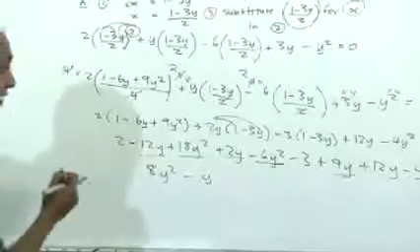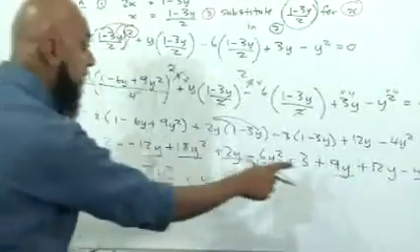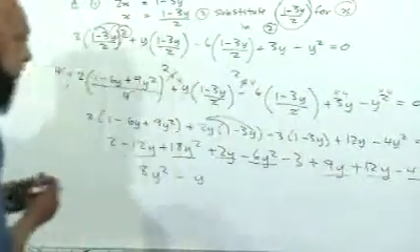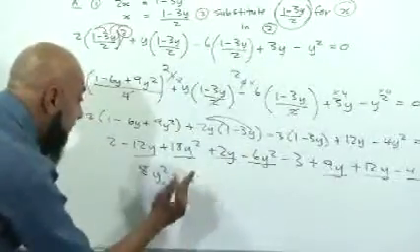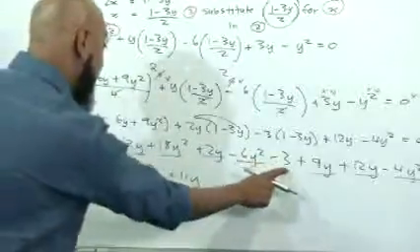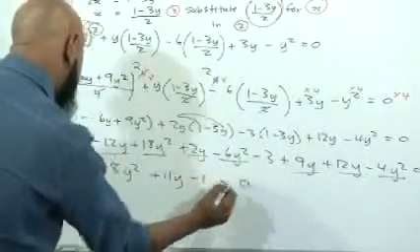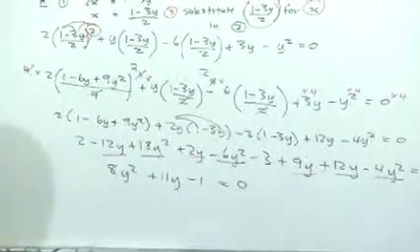Right. And what else? We've got minus 1y, and we've got another 12y there. So minus 1y plus 12y gives me plus 11y. And what else do I have? I've got 2 minus 3 is negative 1. Minus 1 is equal to 0. Right? We've got 8y squared plus 11y minus 1 is equal to 0.